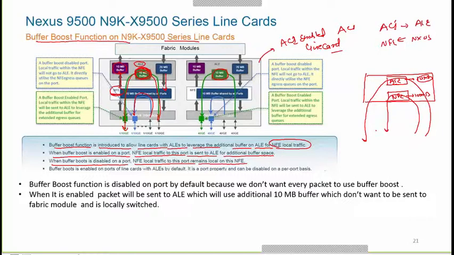So there is a difference. If you are using a line card which only supports NXOS mode, it will use the NFE chip and it has 12 MB of buffer. But if you are using an ACI enabled line card, it can support both NXOS mode and ACI mode. For ACI mode it has an ALE chip, and for NXOS mode it has an NFE chip. If you disable buffer boost, it will use the NFE chip memory space of 10 MB, and if you enable buffer boost, it will use the ALE chip's 10 MB buffer space.